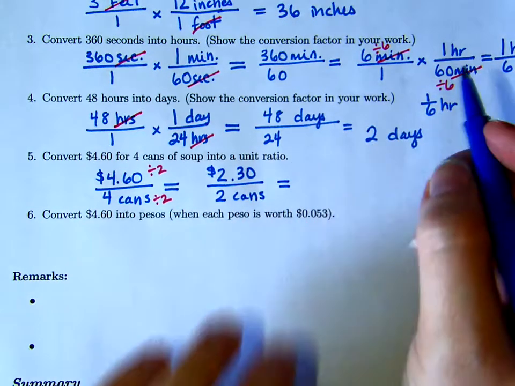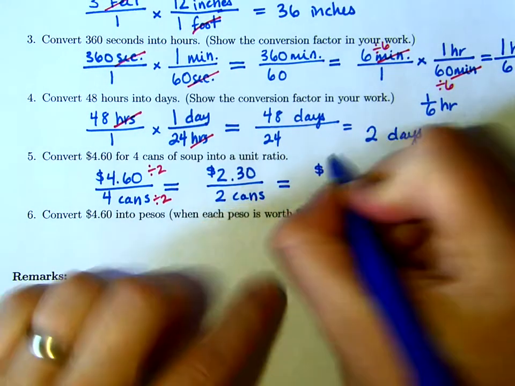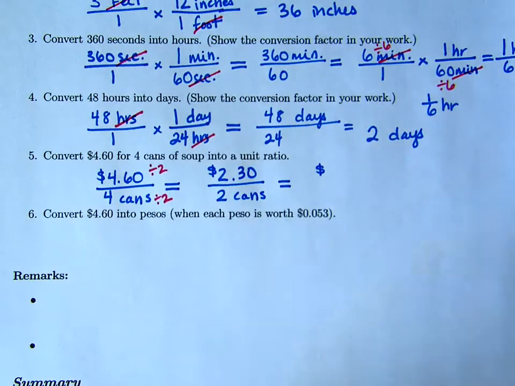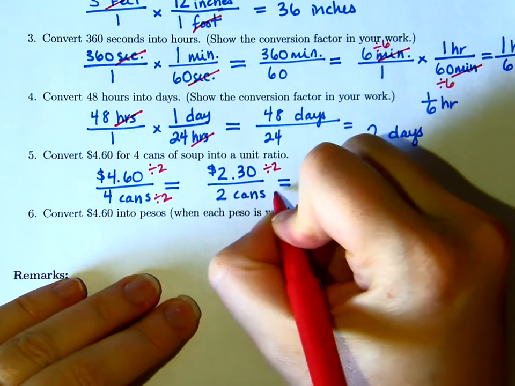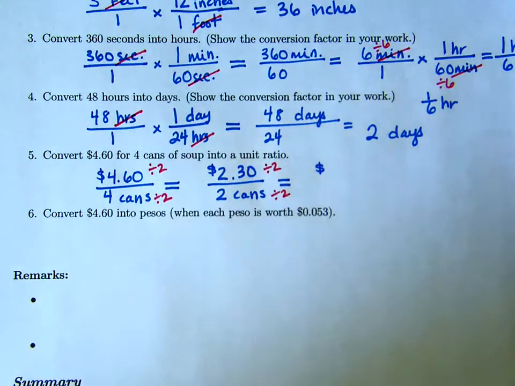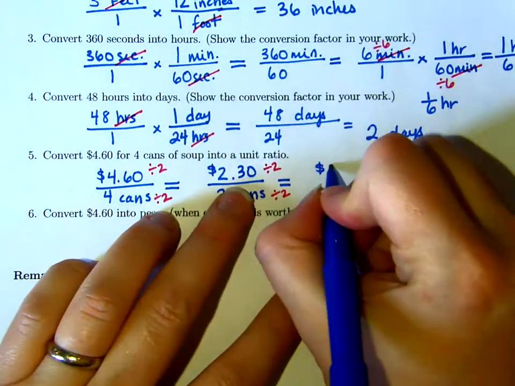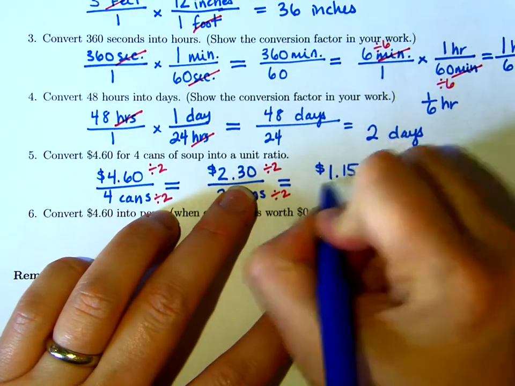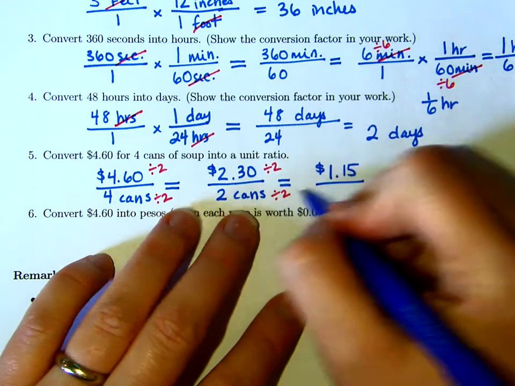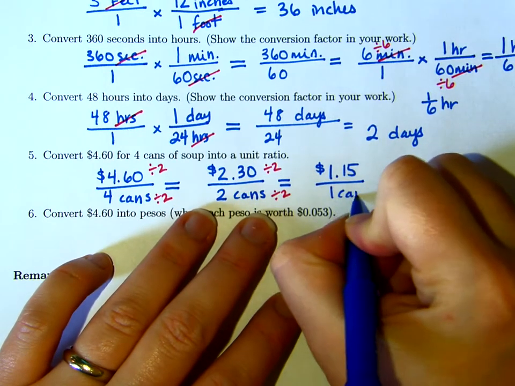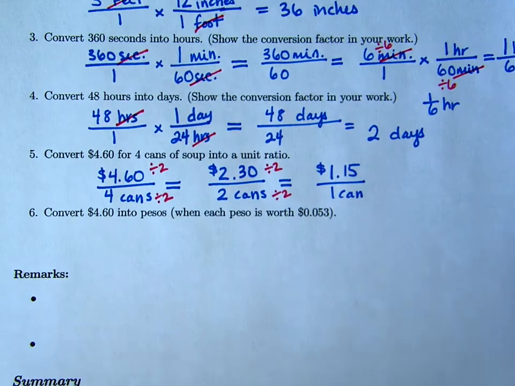I can divide that by 2 actually. So half of 2. Half of 2 is $1. Half of 30 cents is 15 cents. And half of 2 cans is 1 can. Got it. $1.15 per can.